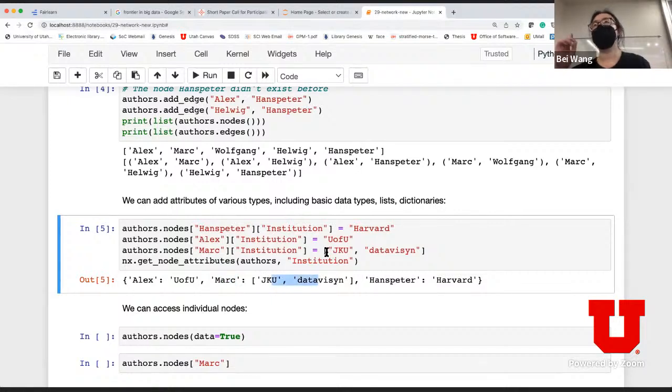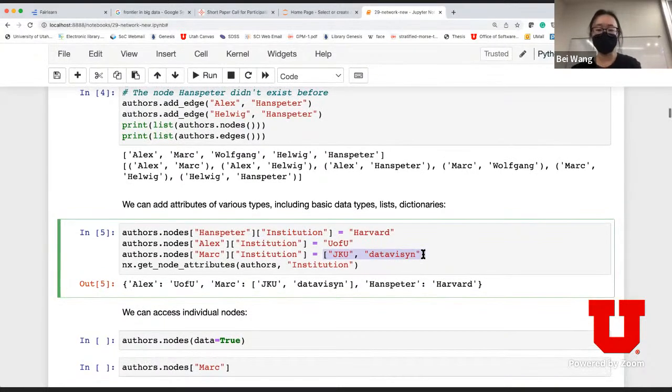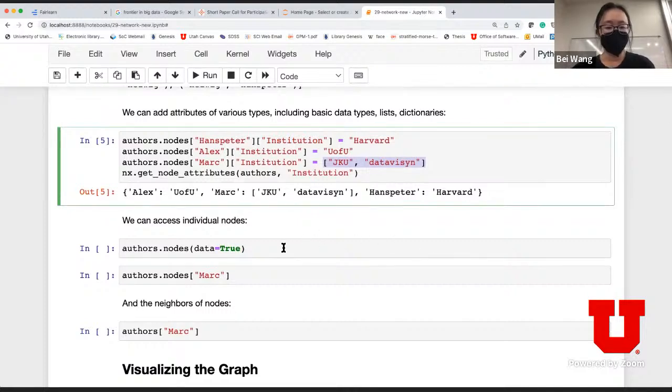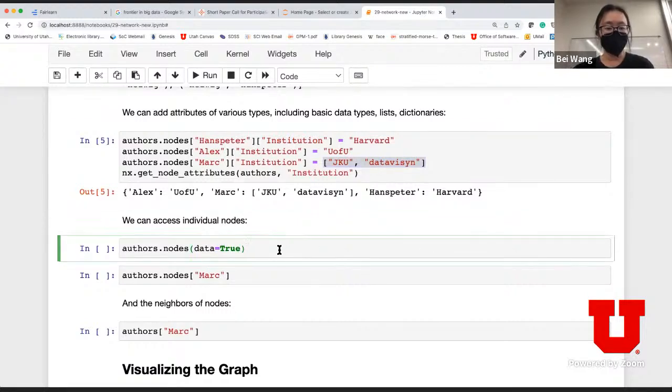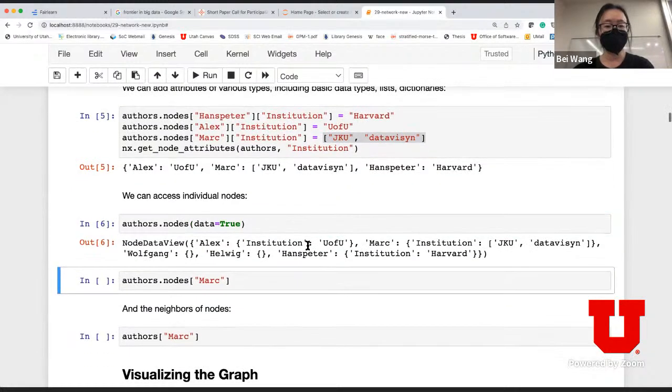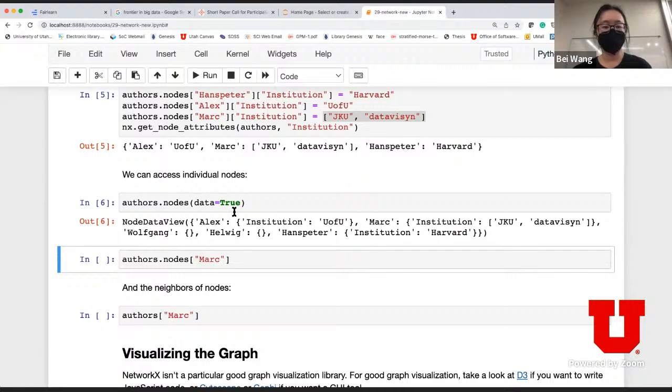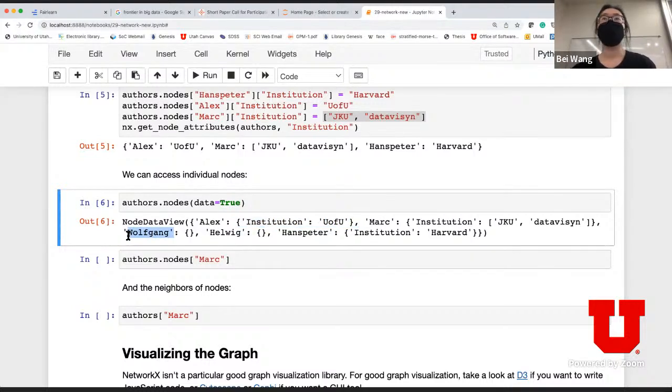Remember, the institution doesn't have to be a single institution. It can be an array of multiple institutions, or a list. Okay, and we can access individual nodes. In this particular case, when I say data is equal to true, I want to look at what is being stored in my data. Remember I assigned institution to some subset of the nodes. So when I display the attributes, it says, okay, Alex, institution U of U. But there are also people where I did not assign the attribute. So the corresponding attribute field is actually an empty set, and that's okay.